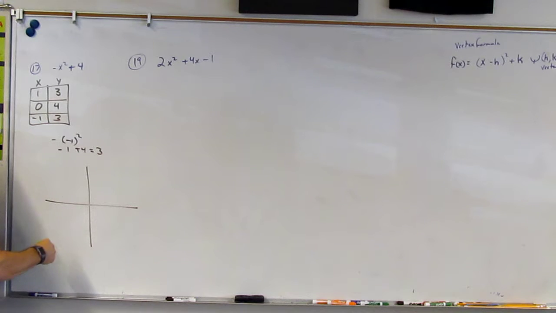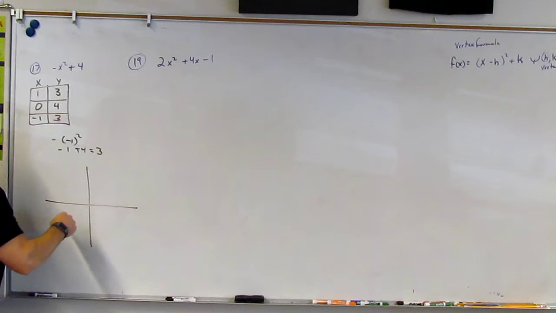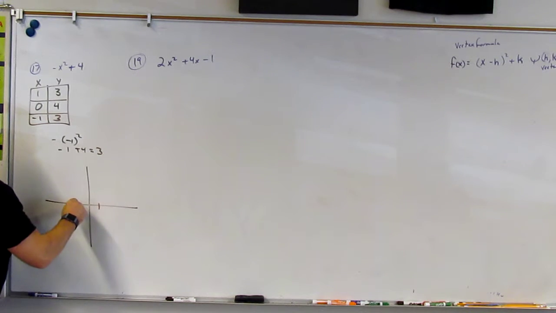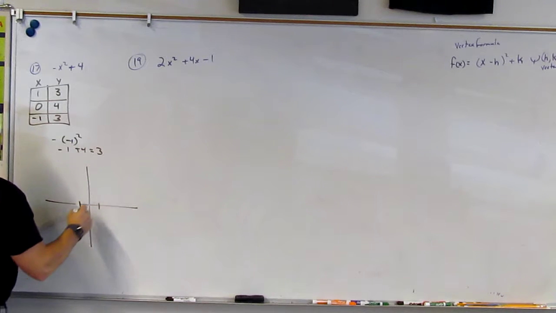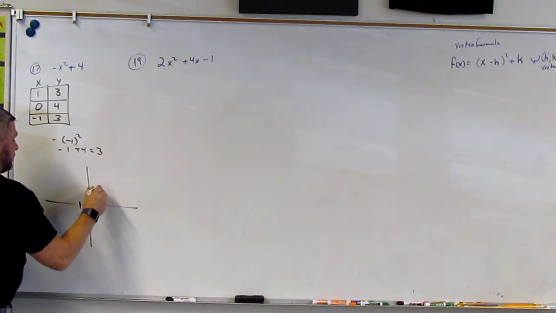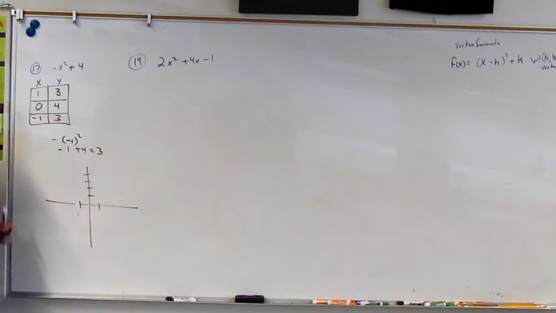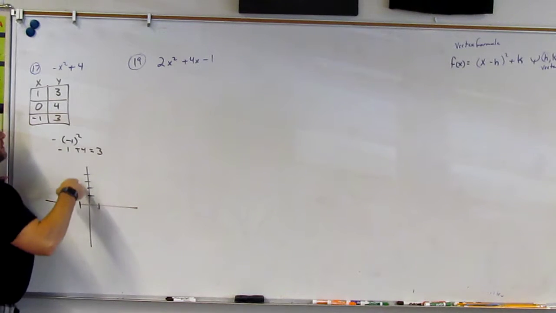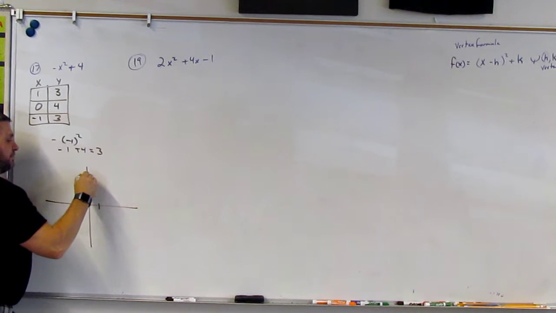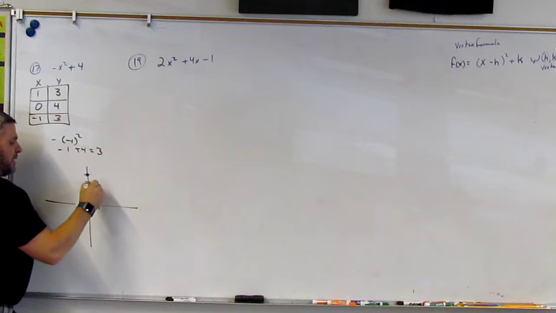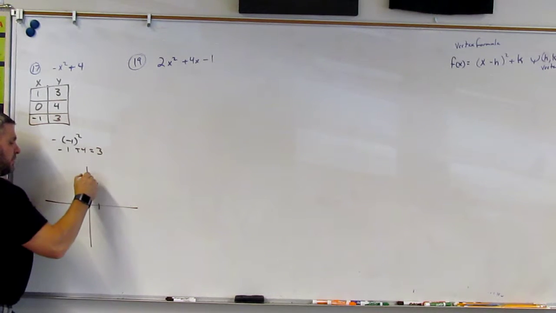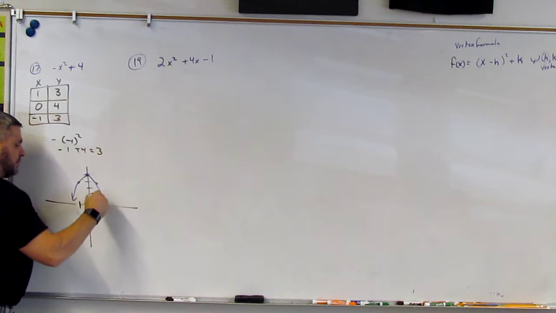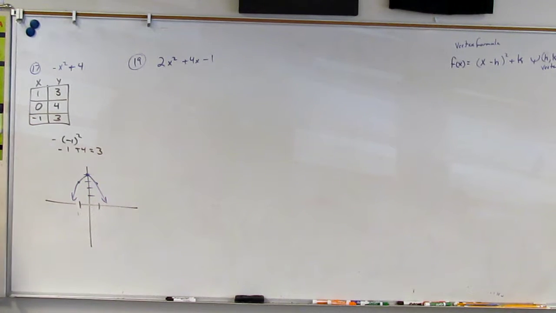Okay? So they want you to graph it, and it goes at 1 and negative 1, right? It's going to be at 1, 2, 3, 4. Okay? So at 0, we're at 4. At 1, we're at 3. At negative 1, we're at 3. So what's happening here is this. What happened there?